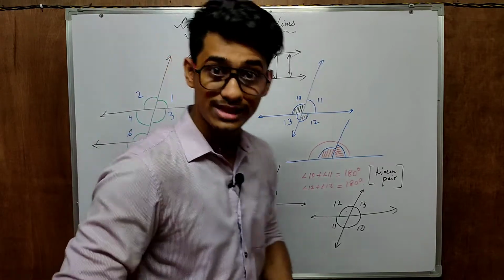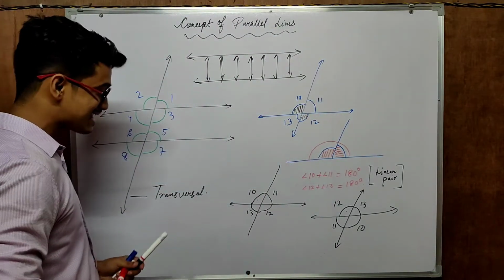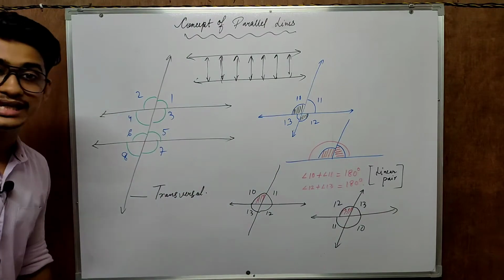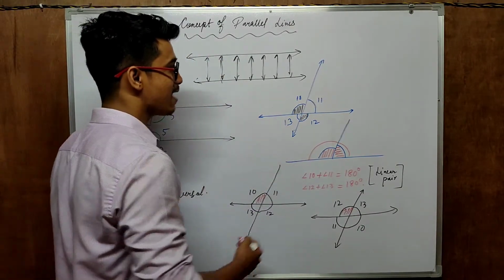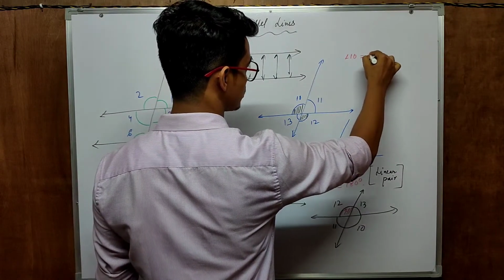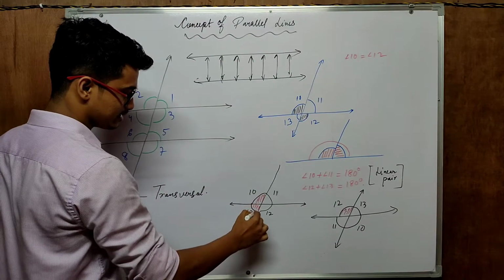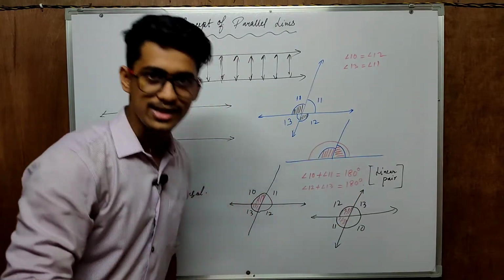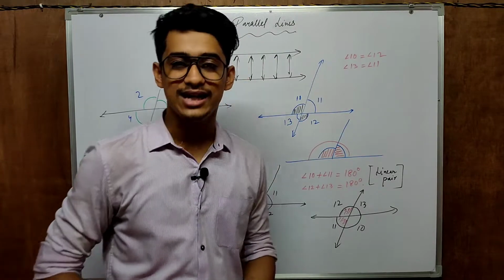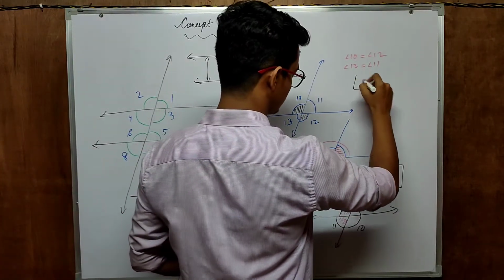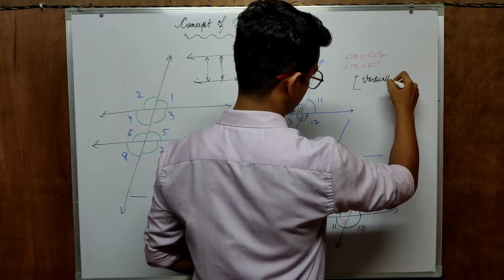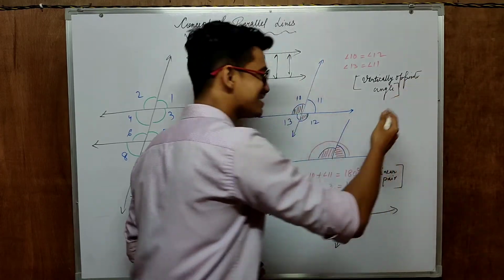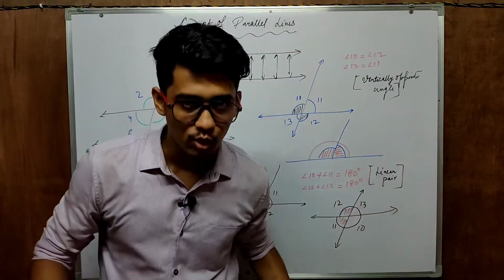So that means this angle 10 and angle 12 are absolutely the same. These two angles are absolutely the same. That is, angle 10 is equal to angle 12, and that way angle 13 is equal to angle 11. And that specific property is called vertically opposite angles. That concept is nothing but vertically opposite angles.